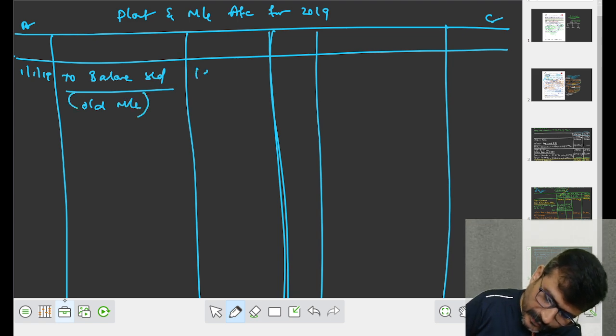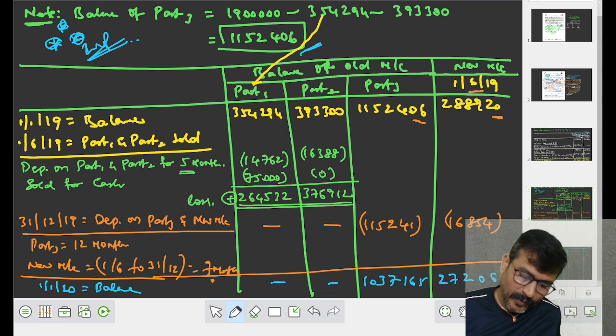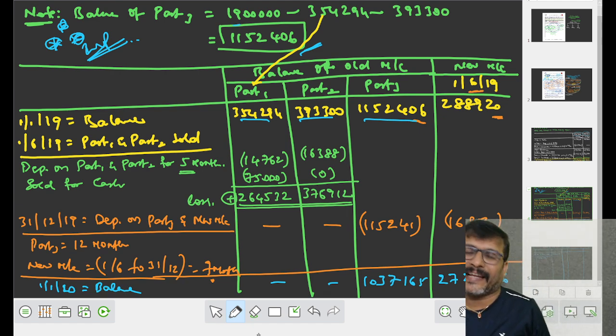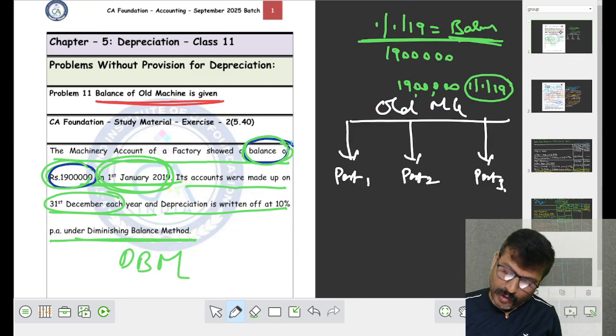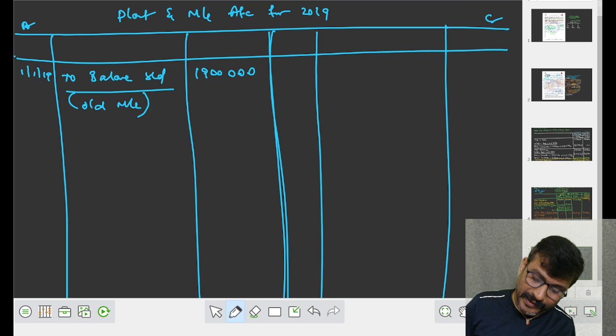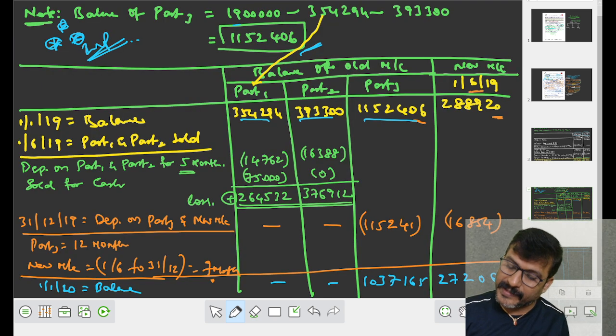Old machinery. What was the balance of the old machinery on January 19? 19 lakh. See, we have worked out balance of part. Add this, add this, add this. The total comes to rupees 19 lakh as a part 1. Or else according to the problem the old machinery balance is 19 lakh on January 19. Okay, fine. In which year did you purchase a new plant? In the same year, on June 19, new machinery is purchased.